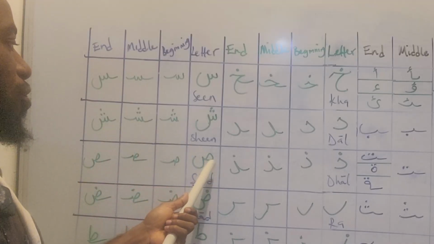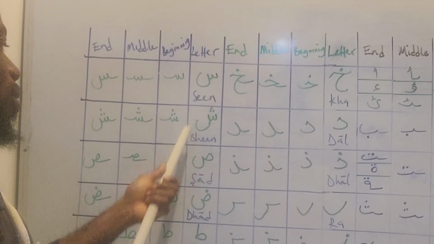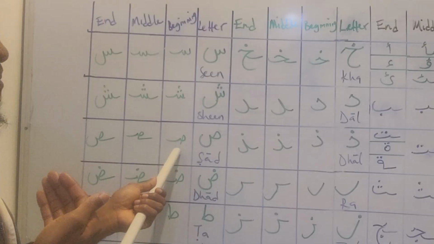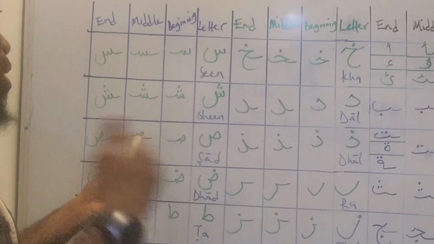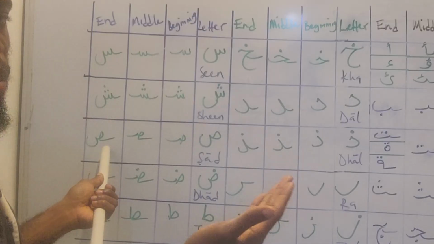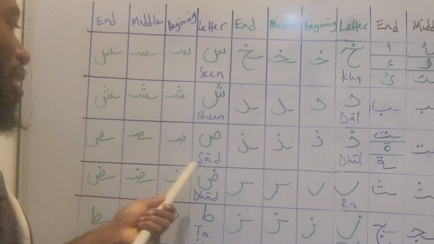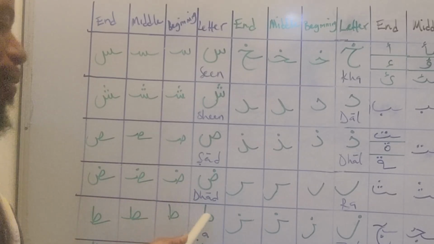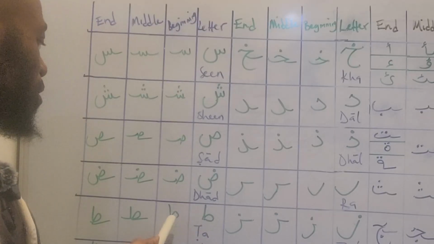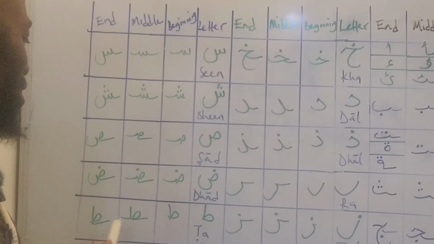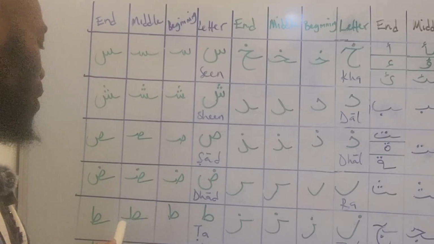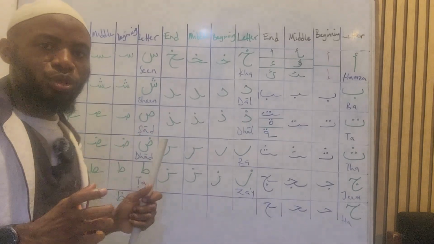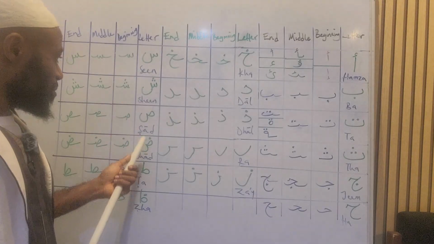Look at it the same way. We have Sad. Sad also follows this formula. Sad, not opened before, but opened after. This at the middle, opened before and opened after. While at the end, opened before and then closed after. The same thing, Dad. We have Ta. This is open at the middle, before and after, when you are joining with something at the middle. Do you understand?